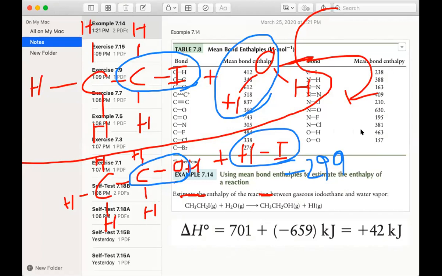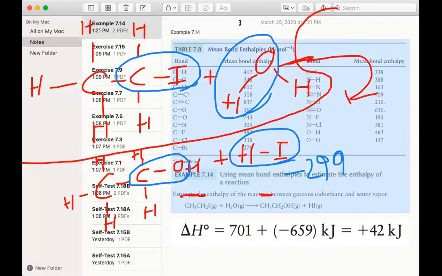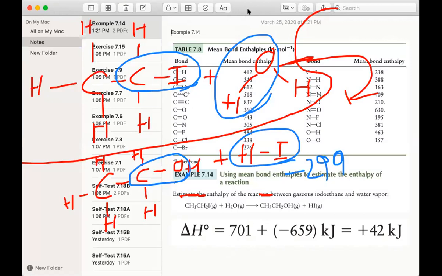So when this CO bond forms, the textbook says that's 360 kilojoules per mole. So we're losing 360 here. Basically, to form these two bonds, you have 360 and 299. You add those together, and that gives you what the book gets, which is negative 659.